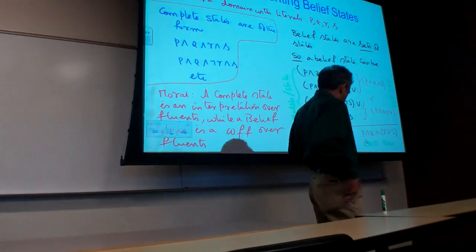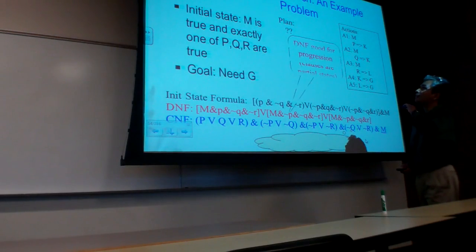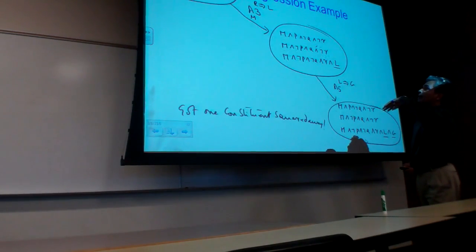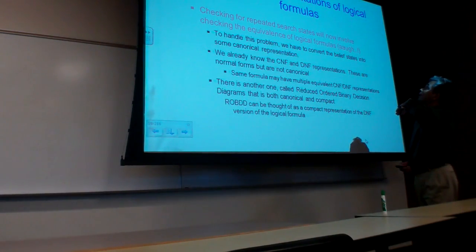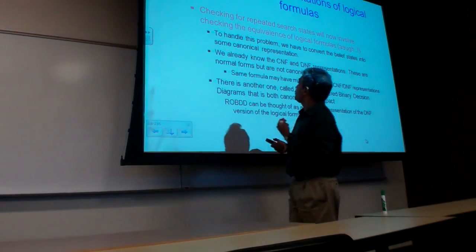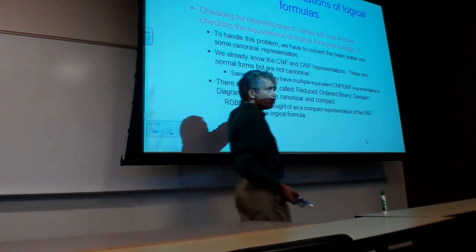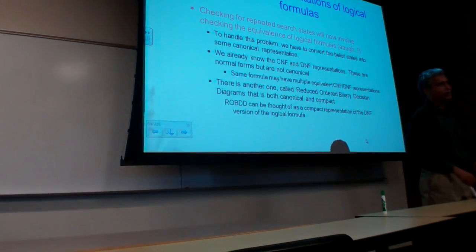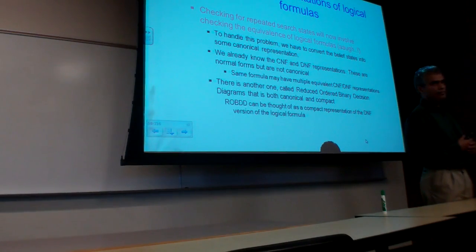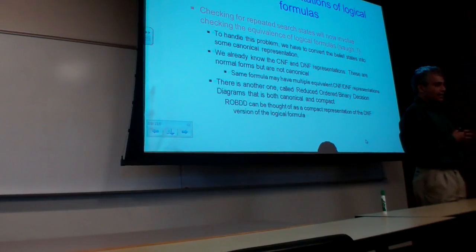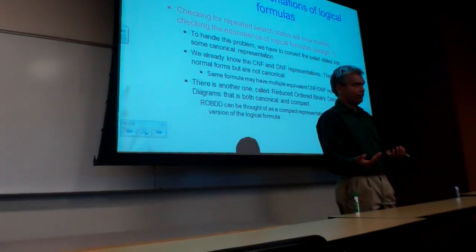Okay, now before we get around to this, we'll come back to this in a minute. This stuff is actually in the paper, but so effective representations for logical formulas. We need to be able to convert belief states to a canonical representation. We know two canonical representations. You should have heard about CNF, conjunctive normal form, and disjunctive normal form. Any logical formula can be converted to a CNF or a DNF.